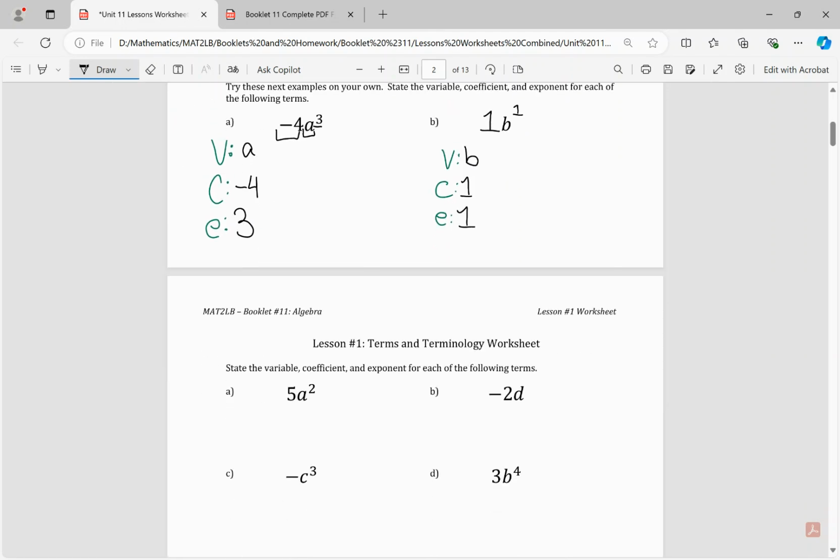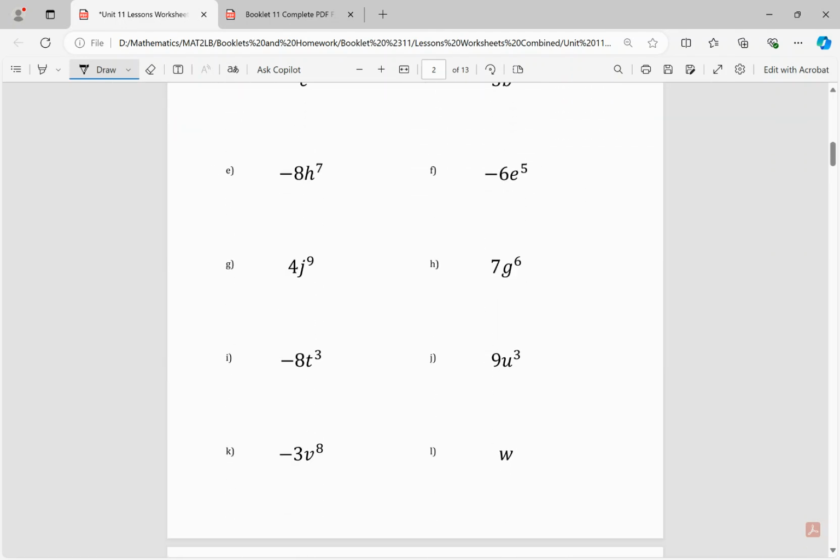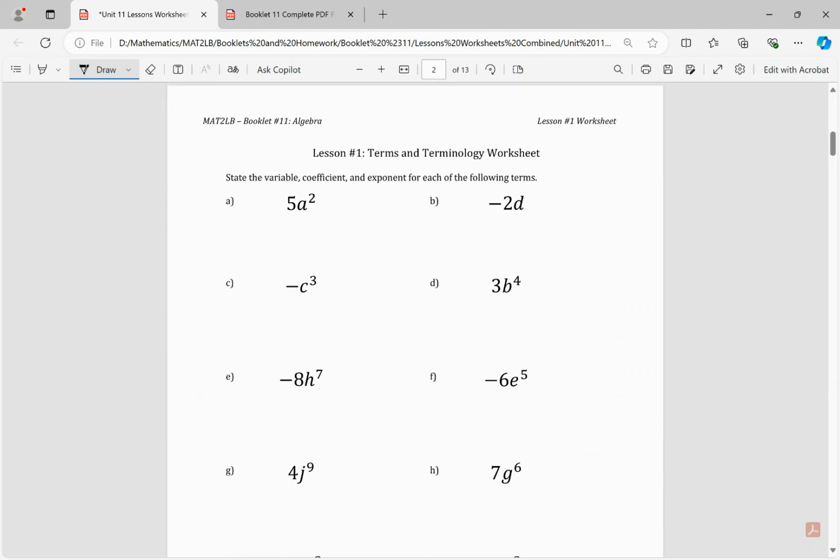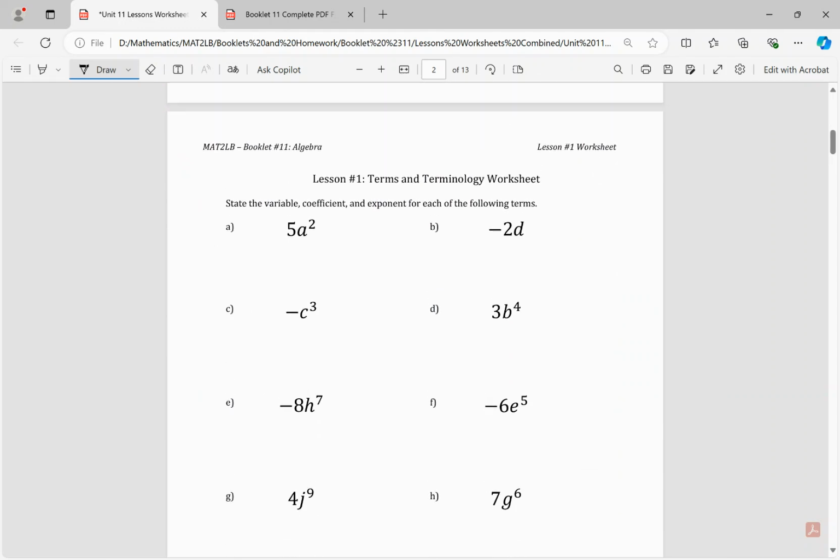Okay, that's it for that lesson. Take some time to complete the homework. It shouldn't take you too long. It's just stating the variable, coefficient, and exponent again.